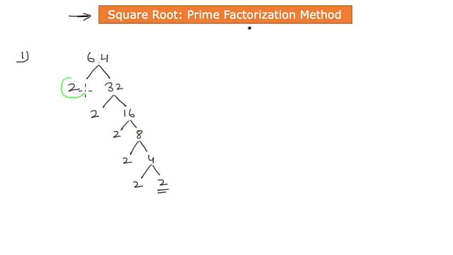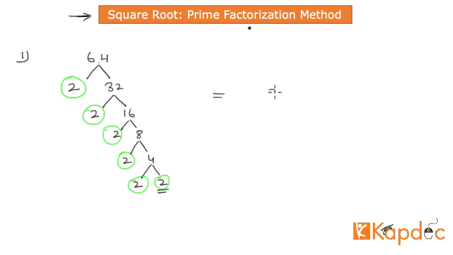So all of these 2's that we have collected here are our prime factors, correct? If you were to write it down, this becomes 2 to the power 1, 2, 3, 4, 5, 6, 2 to the power 6. So 64 can be written as 2 to the power 6, correct?